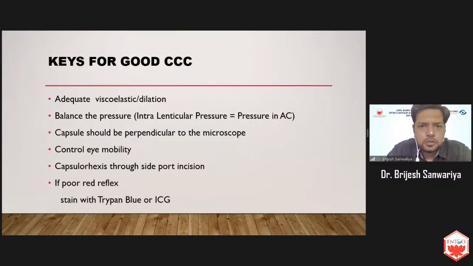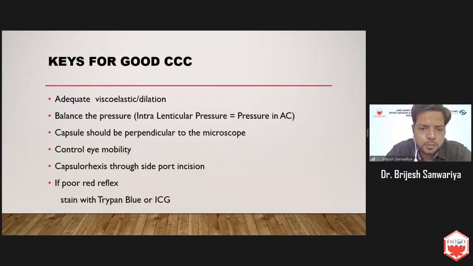Now, the keys for a good CCC: we should use an adequate amount of viscoelastic, and the pupil should be dilated properly. We should have a balance between intralenticular pressure and pressure in the AC. The capsule should be perpendicular to the microscope, and the eye should be perpendicular to the microscope, not slanting downwards or backward. There should be good control of the eye mobility.